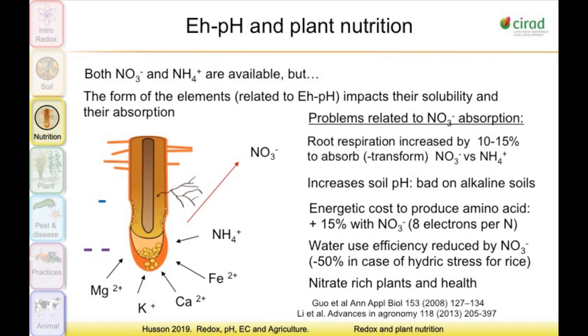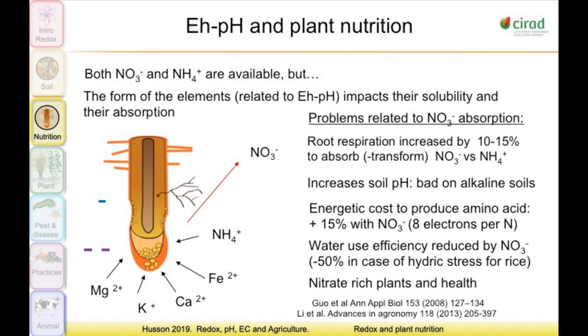And you can see it in the root respiration. It increases by 10 to 15% when the plant absorbs nitrates instead of ammonium. There's one part to absorb. One part is transformed directly in the root. So the result is increased soil pH. On alkaline soil, it's not good.